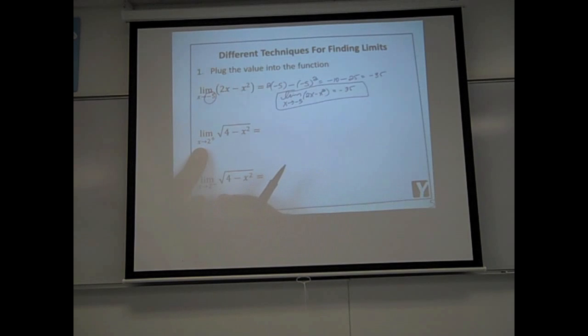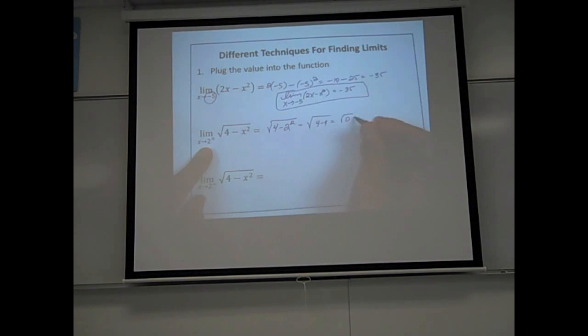If all we know about limits is we plug in the number, well, sadly, we're going to get the wrong answer. Because the student who just plugs in the number here will say, all right, 4 minus 2 squared, that is the square root of 4 minus 4, that's the square root of 0, and that's 0. We need to be careful here.